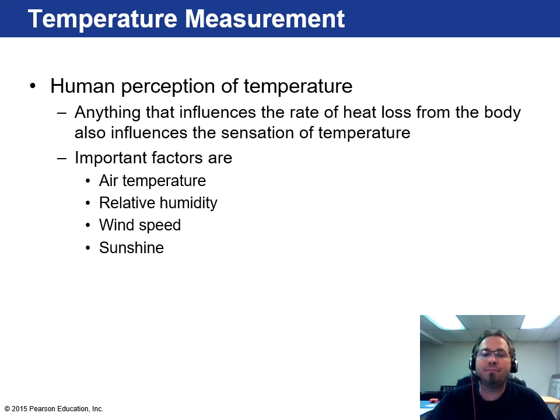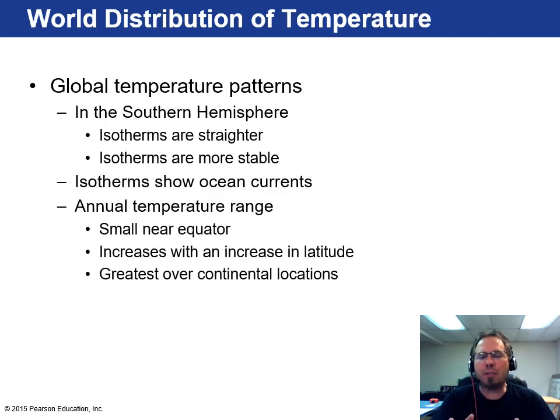Makes sense, right? If you look at the global temperature patterns in the southern hemisphere, the isotherms, or the lines that connect the same sort of temperatures, are much straighter and more stable. Part of that is because there's a lot more water in the southern hemisphere than in the northern hemisphere. So there's a lot of moderation taking place because it might be cold, it might be warm, but the ocean moderates that, so the lines have a tendency to be straighter. Whereas in the northern hemisphere, there are a lot more land masses, so things are all over the place depending on where you are.